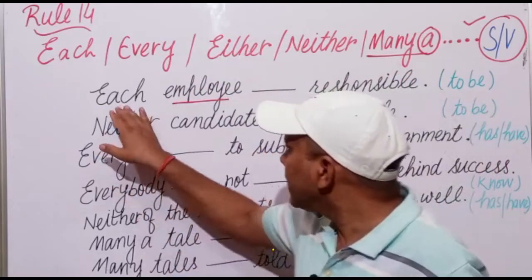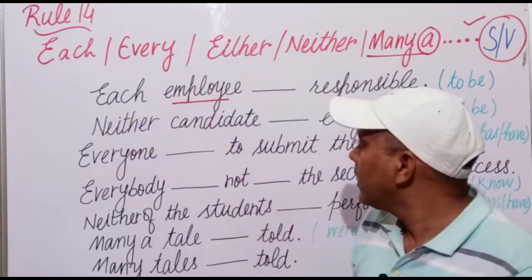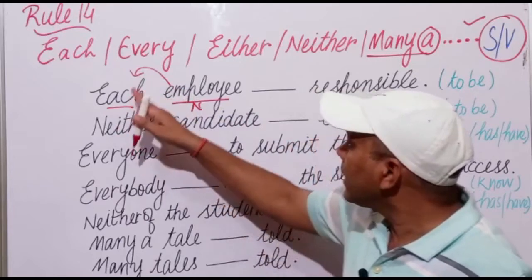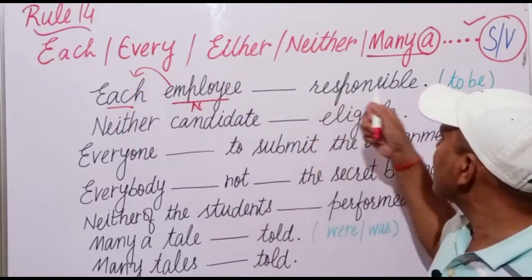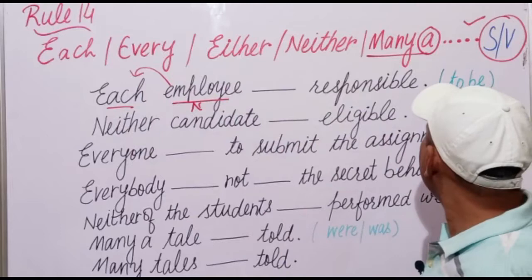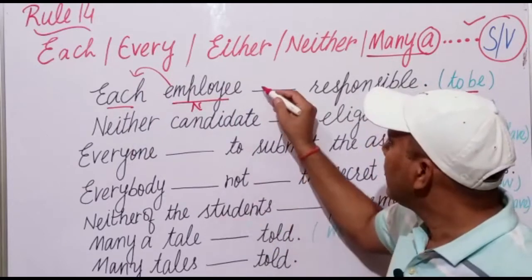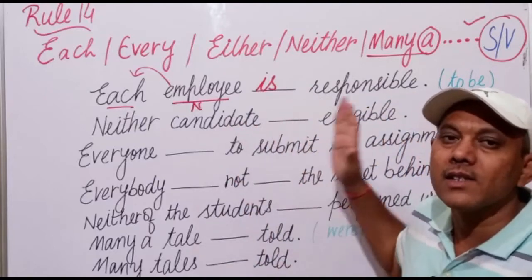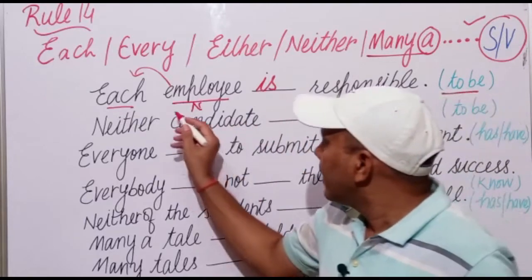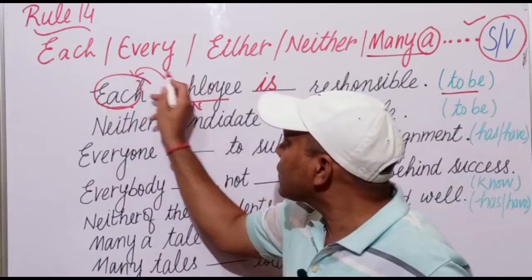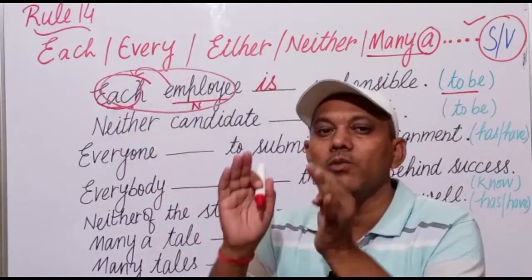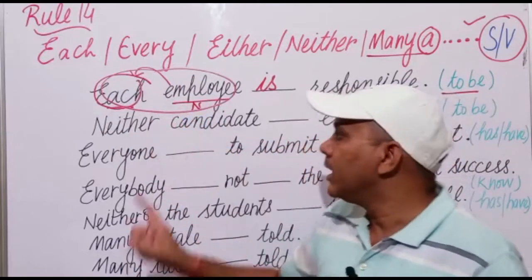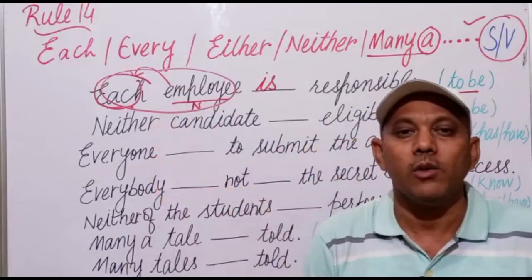For example, each employee. Here, employee is the noun and it is preceded by each. Each employee dash responsible. We have to fill in the verb to be. Here we shall fill in is responsible. Each employee is responsible. This word each makes this subject a singular one. That's why, as per subject verb agreement rule, it will always take a singular verb.